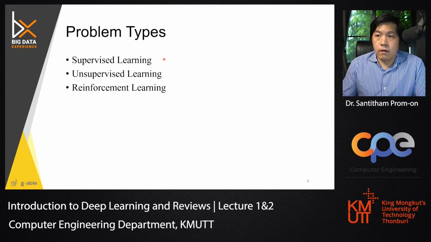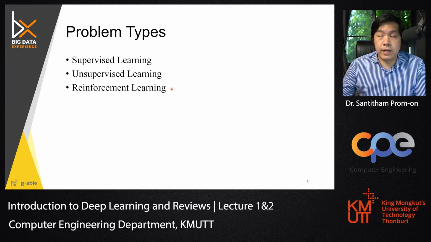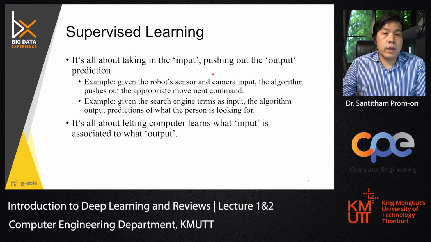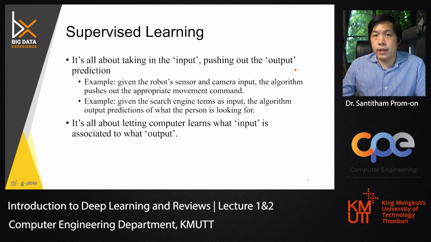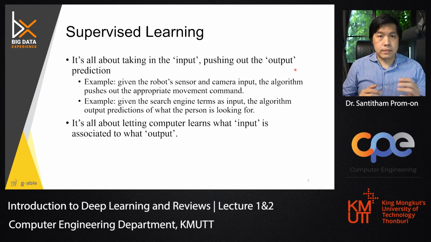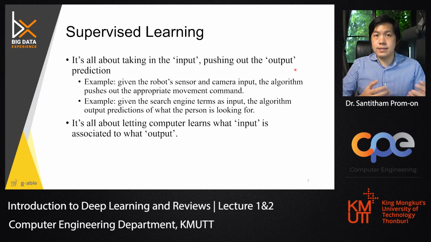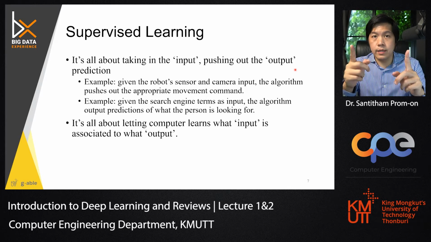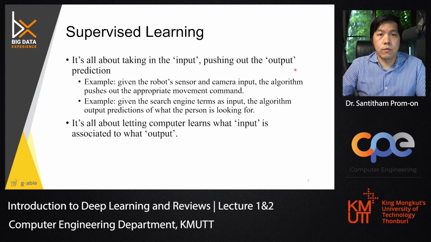Supervised learning, unsupervised learning, or reinforcement learning. In supervised learning, we have input and output pairs. What we are trying to do is to associate input and output together. Sometimes the output might be something in the future, and we are creating a predictive model. But sometimes the output is something that is now, and we are trying to create a system that can interpret the data, like seeing an image and deciding what to do.